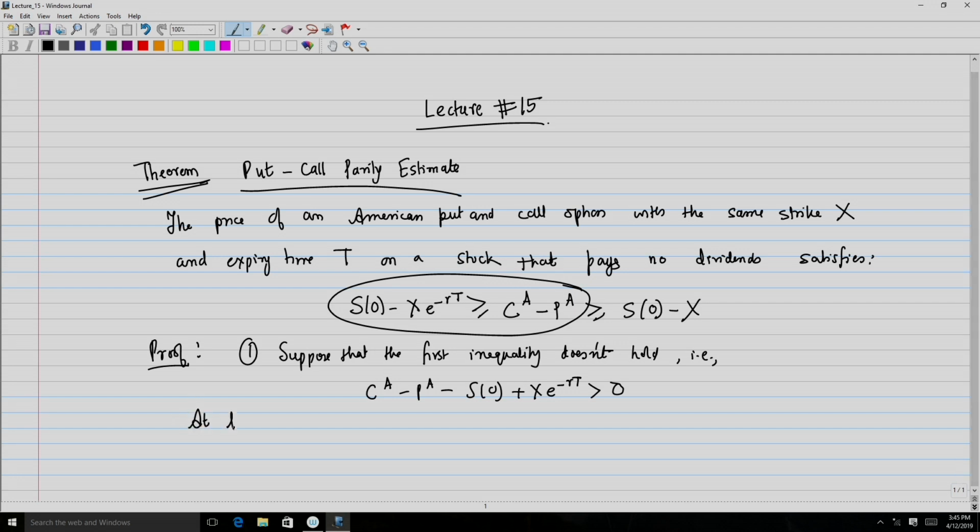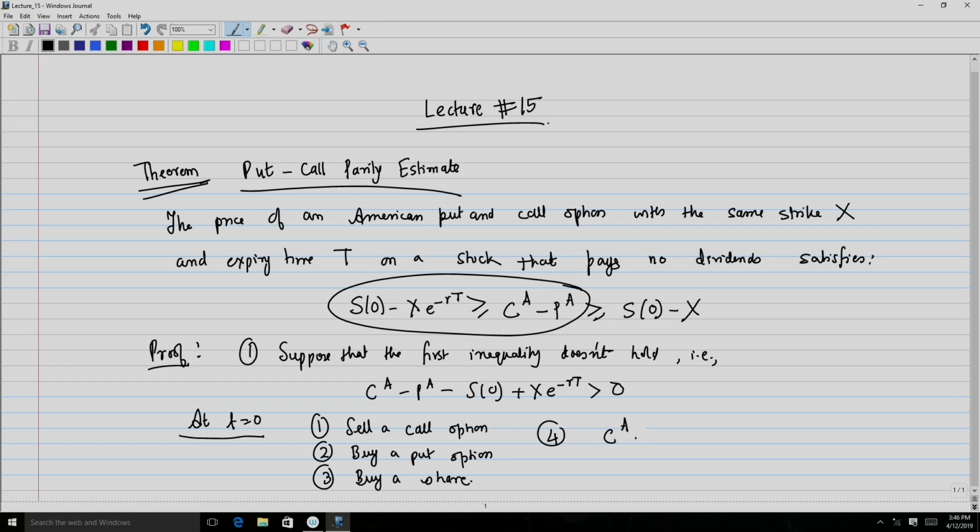At time t is equal to 0, first of all we will sell a call option, then secondly we will buy a put option, both of them American call and put, and then thirdly we will buy a share. And what we do is that when I sell a call I receive an amount of C A, when I buy a put I spend an amount of P A, and when I buy a share I spend an amount of S 0. So, this amount is invested at rate r.